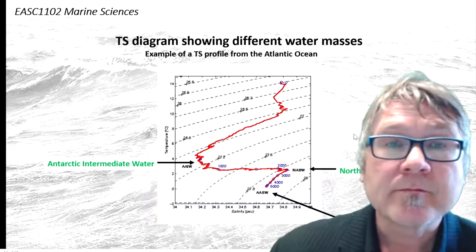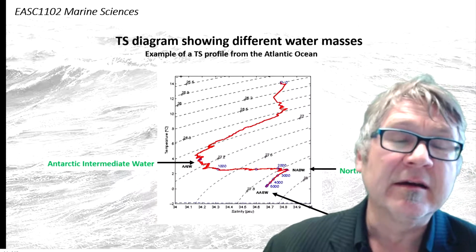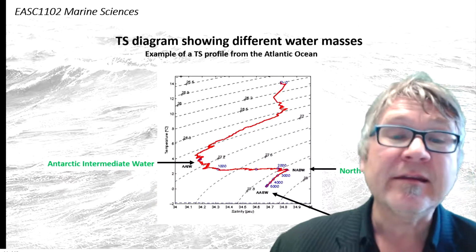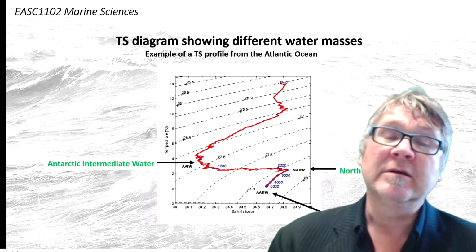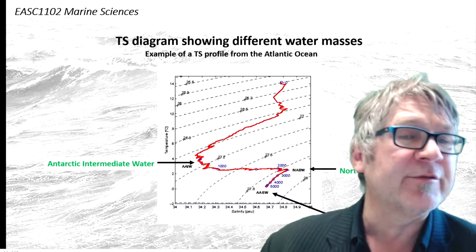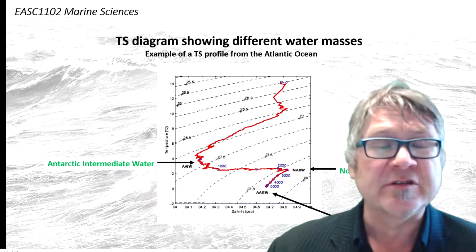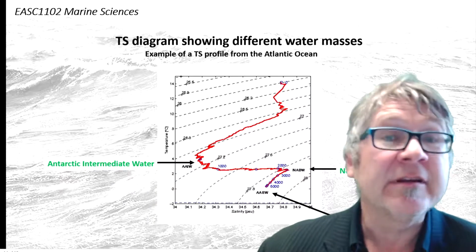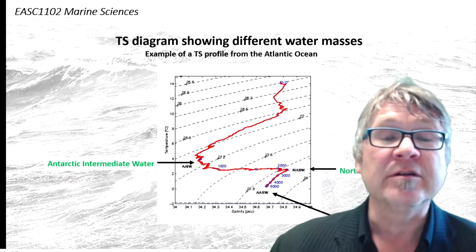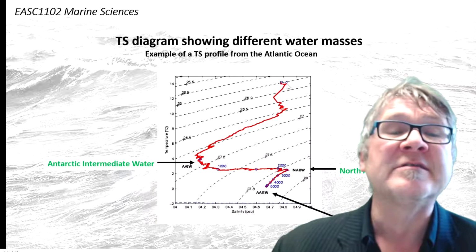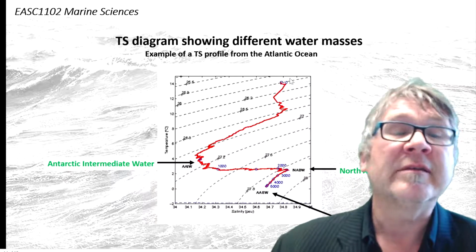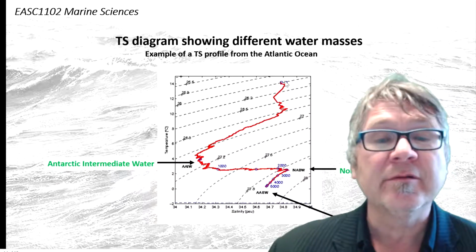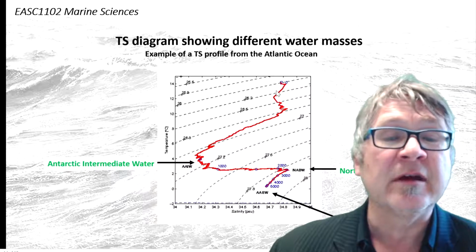Here we go. It's a temperature salinity profile from the Atlantic Ocean. So you start at the surface, you have an instrument, a so-called CTD, that measures temperature and salinity, and pressure, indeed. And you start at the surface, and the surface is indicated here by the 0.